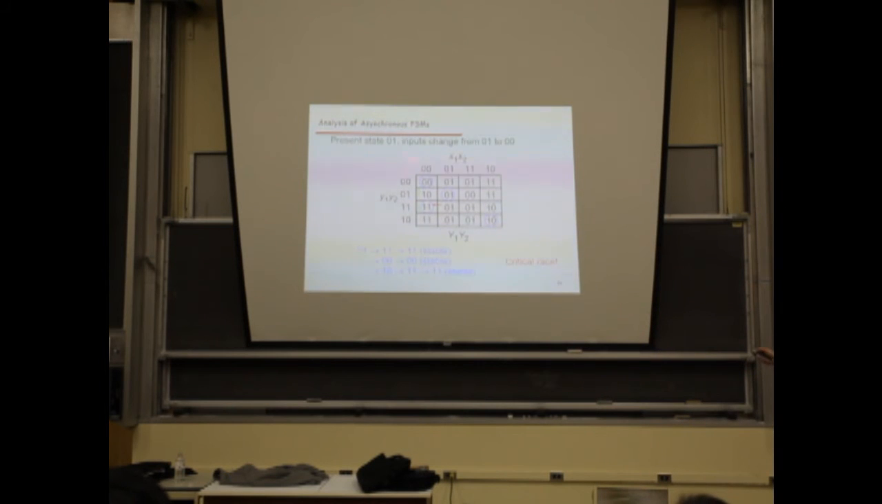Look at this one, for instance. We are at state 0,1, and the input changes from 0,1 to 0,0. And we are at 0,1. So we were here, and then we change from 0,1 to 0,0. So what happens in that case? So remember, we are at state 0,1, and the input changes from 0,1 to 0,0. So we have to go here, is that right? Which is, what is that? That's 1,0, is that right?